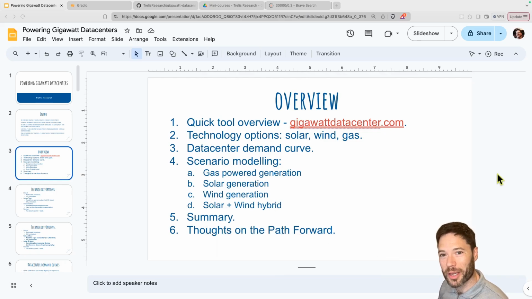Using a simple tool I've developed, I'll walk through the costs of these 3 options for building a data center in different parts of the world. Yes, this is a little bit different than my usual videos on training or inferencing LLMs, but relevant to language models nonetheless. I'm going to go through the different options here for powering data centers, all based on a tool that you can try out at gigawattdatacenter.com.